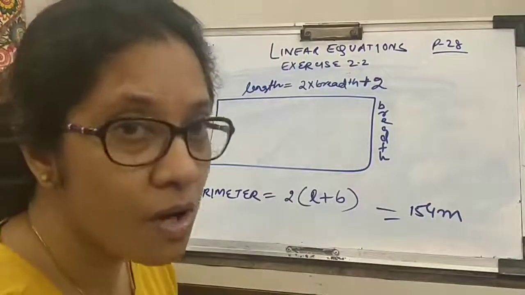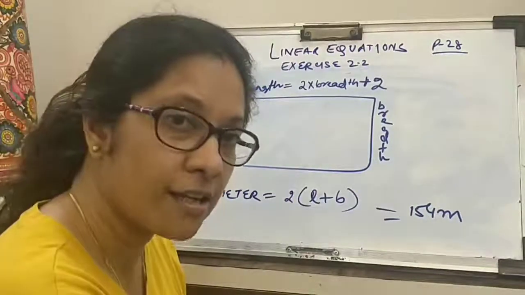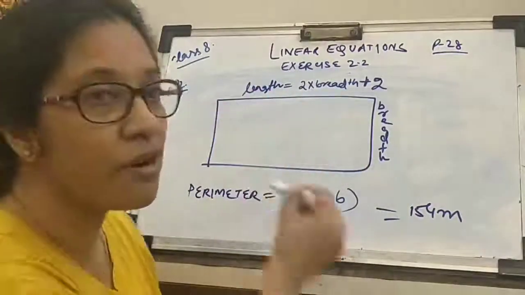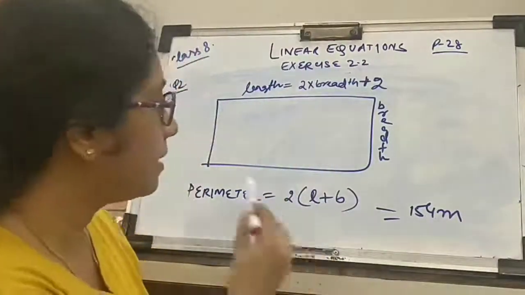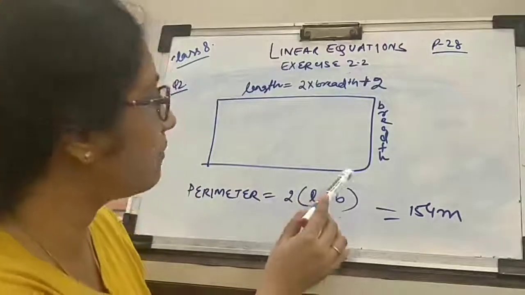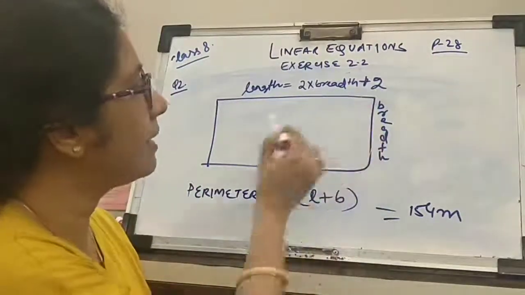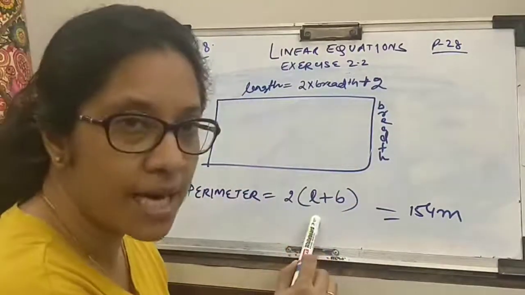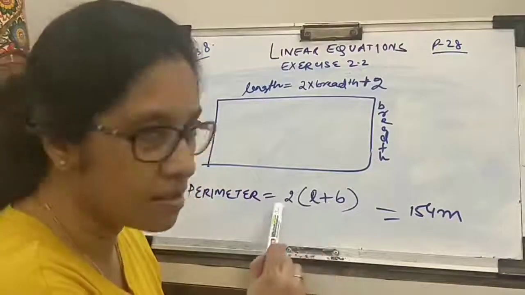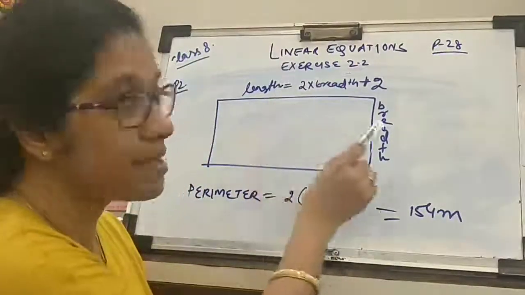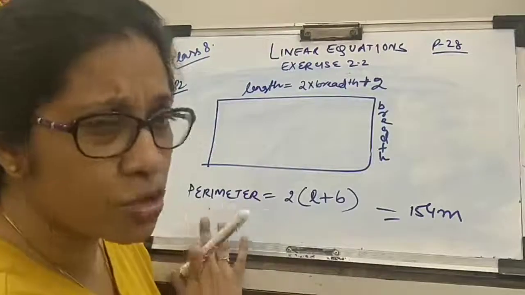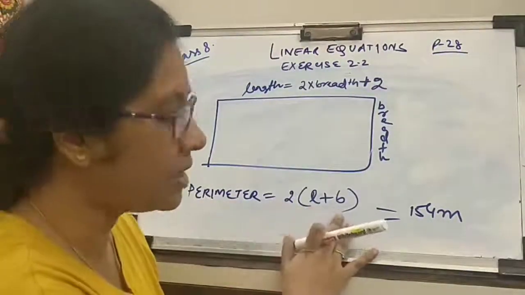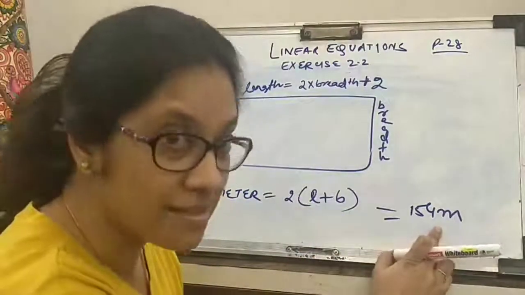Here I am assuming you all know what the perimeter of a rectangle is. Perimeter is the sum of all the sides of a given figure. In this particular case, since it's a rectangle, we have: length plus breadth plus length plus breadth. So basically, add up length and breadth and do it twice. Okay, 2 lengths and 2 breadths. So I'm just assuming you know this already. So perimeter of a rectangle is 2 into (L plus B), which is given to us as 154 meters.